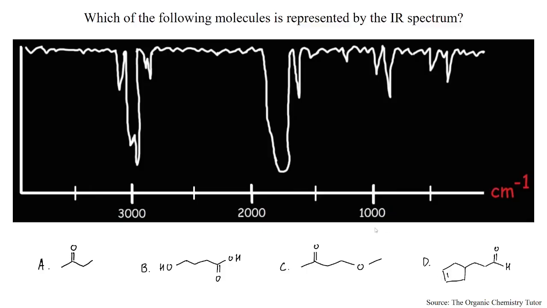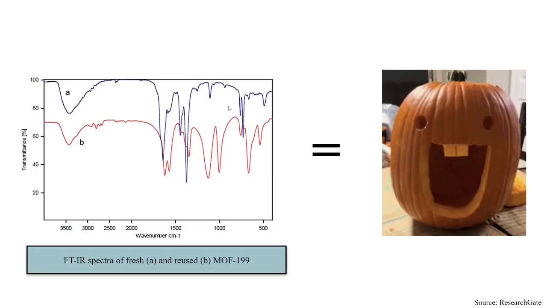Okay, and that's all the example problems. If you're still wondering what is the importance of IR spectroscopy for our lab, well, there's an example here. On the left, this is the IR spectra of fresh MOF 199, as seen in blue, and you have reused MOF 199. During the lab, after we make a product, we analyze it in the IR spectrum. If we get either A or B, that's because we have MOF 199 in this pumpkin. This is going to be us after we find out that we successfully synthesized MOF 199.